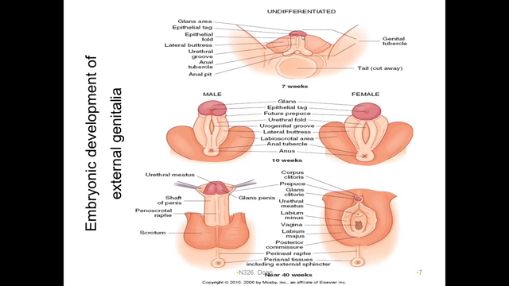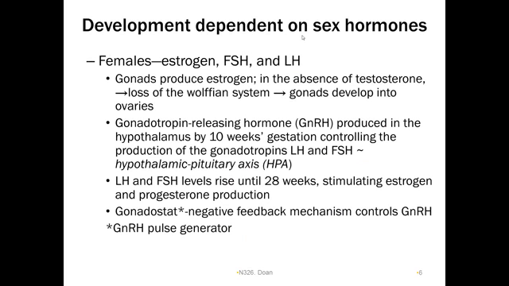Anterior pituitary gland development starts between the 4th and the 6th weeks of fetal life, and the vascular connection between the hypothalamus and the pituitary is established by the 12th week. Gonadotropin releasing hormone, GnRH, is produced by the hypothalamus by 10 weeks gestation and controls the production of the two gonadotropins, LH and FSH, which are luteinizing hormone and follicle stimulating hormone.